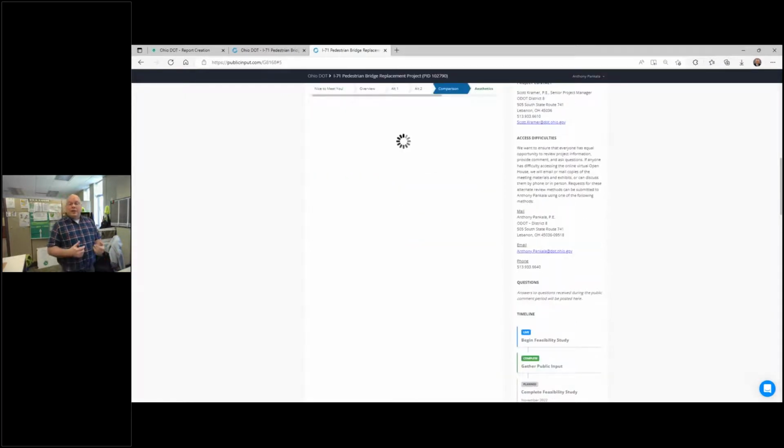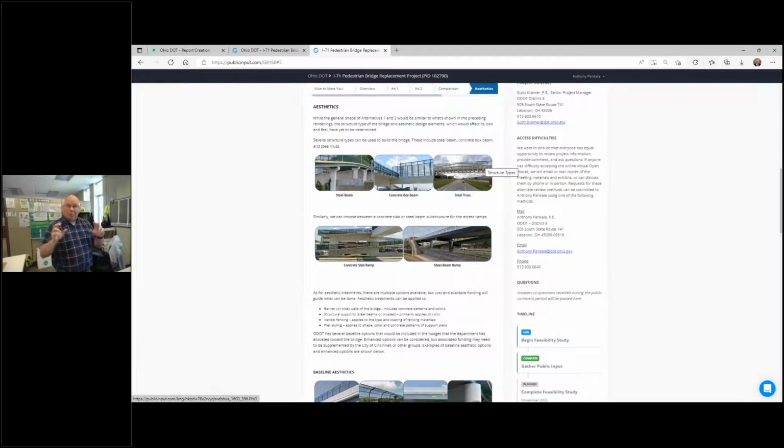Then aesthetics. From the pre-meeting that we did, we found out that aesthetics was a big thing for the public. So we want to make sure that we ask them specific questions about aesthetics so they can provide that feedback, because they really wanted to tell us what they thought about the aesthetics. So we explained what the different types of structures are. We show photos of what those look like so they better understand what that means, because a steel truss bridge, the public may not know what that is, but if you have an image of it, then it makes it a lot easier for them to say, okay, I like that.